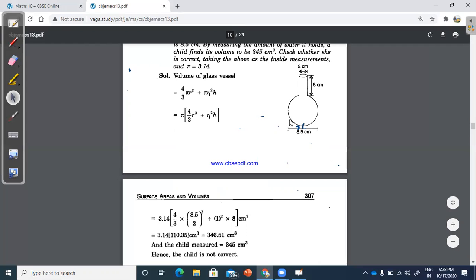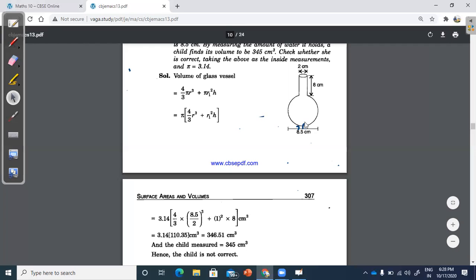So the volume of the sphere is going to be 4 by 3 pi r cube. Volume of the cylinder will be pi r square h. So we are going to add 4 by 3 pi r cube and pi r square h. But remember, the radius is different. The radius here is going to be wider. So radius is 8.5 by 2, right? And the radius here is 1. So when we take common, only pi will be common.